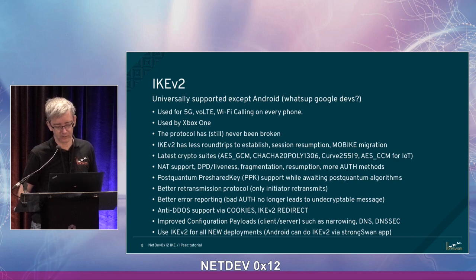More retransmit. There's a better protection against DDoS attacks. The retransmissions in IKE-1 is really bad. Any endpoint decided independently when to retransmit packets, so they all would go back and forth and would amplify. You could send one spoofed packet to an IKE server anywhere on the internet, and it would retransmit 20 times, and so you would get this amplification for a DDoS attack.